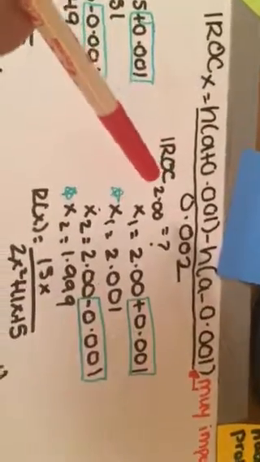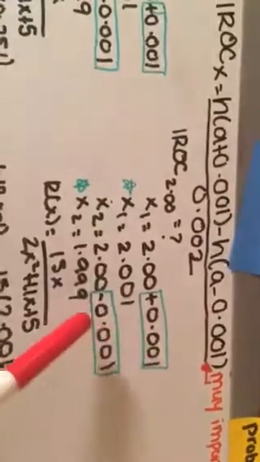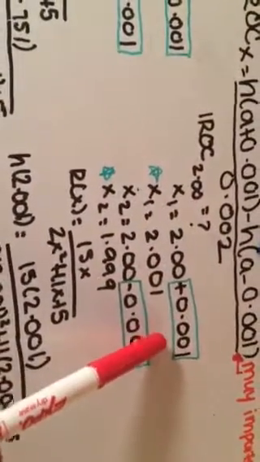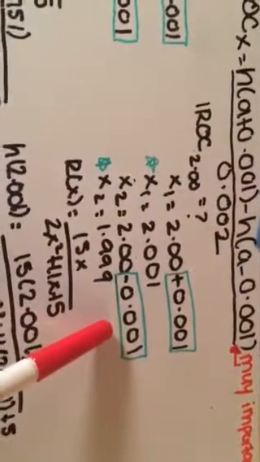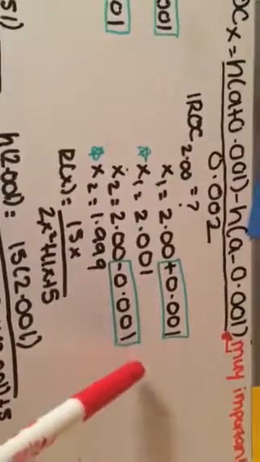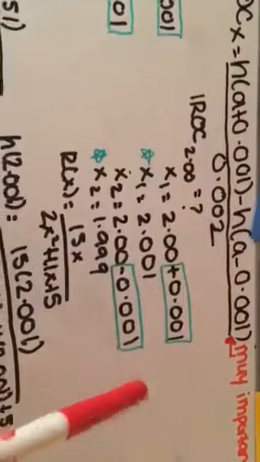So going back to our question, since we solved for 0.75, now we're just going to solve for IROC of 2.00. Again, we're going to use our muy importante IROC equation, and we're just going to solve for our x1 and our x2 values. So again, you've got 2.00 plus 0.001 and 2.00 minus 0.001. Now, these two values are base values, so whenever you're doing IROC, you're always using these two values.